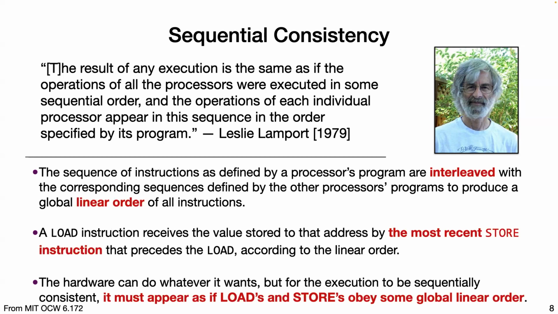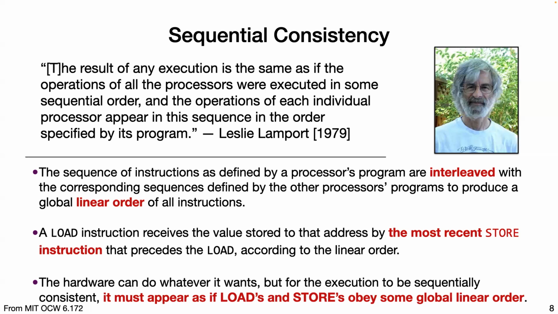It's not saying there is only one possible total order. Even in the very simple example, there are 4 instructions and you can interleave them in different ways because they're parallel threads. The sequence of instructions defined by the program is interleaved with the sequences from all the other processors' programs, so you can think of those programs as providing some global linear order of all the operations. The second part is that a load instruction receives the value stored to that address by the most recent store instruction that precedes the load.